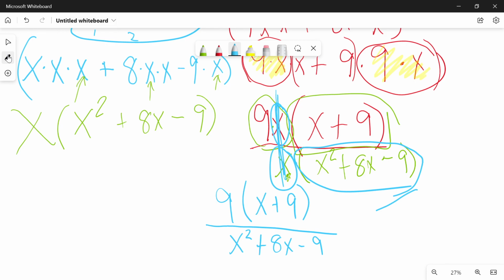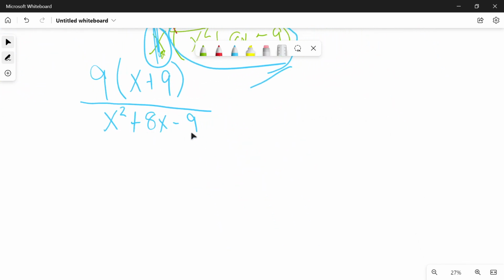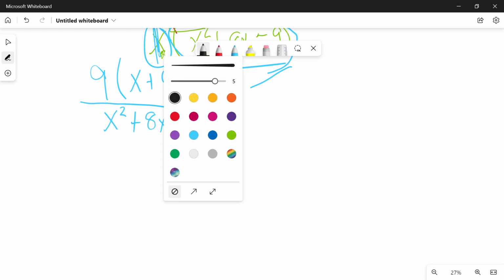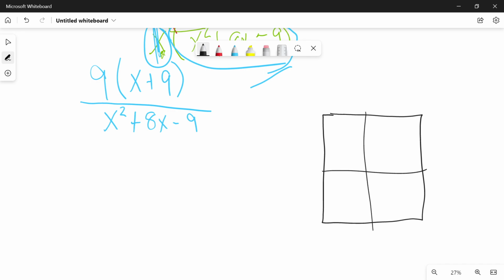Let's see if I can move this with my mouse. So I'm just looking at this problem and I'm thinking, can I factor this further? Okay. So sometimes what's really helpful for me is to make a rectangle. And I think about, is there a way for me to find factors that come up with x squared and factors that come up with negative 9? And is there a way for me to do that?